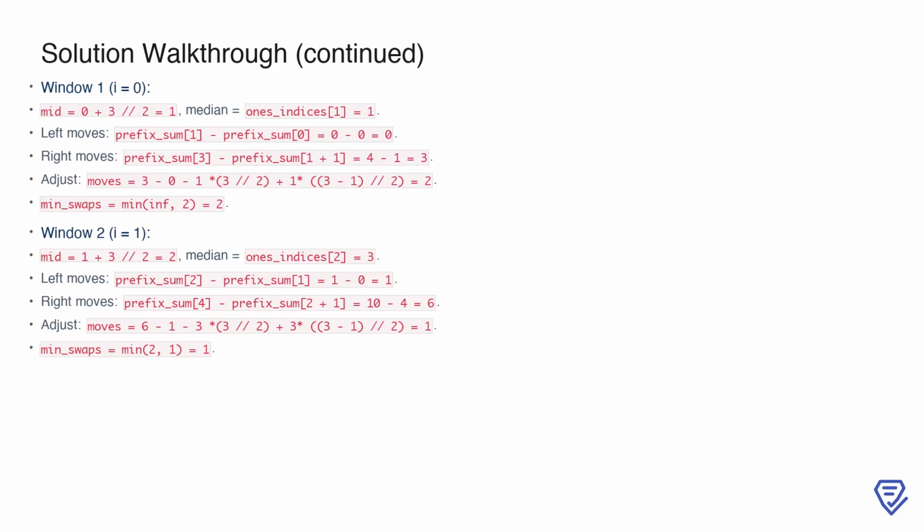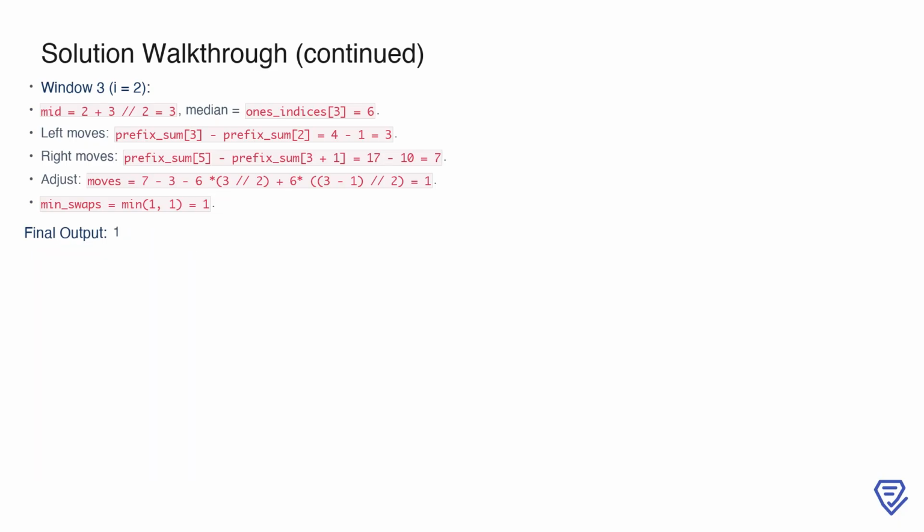For the second window, starting at i equals 1, the median is mid equals (1 + 3) / 2, which is equal to 2, corresponding to ones_indices[2] equals 3. The left moves become prefix_sum[2] - prefix_sum[1] equals 1, and the right moves are prefix_sum[4] - prefix_sum[2 + 1] equals 10 - 4, which is equal to 6. After adjustment, moves equals 6 - 1 - (3 * 3 / 2) + (3 * (3 - 1) / 2) equals 1. The minimum swaps are updated to 1.